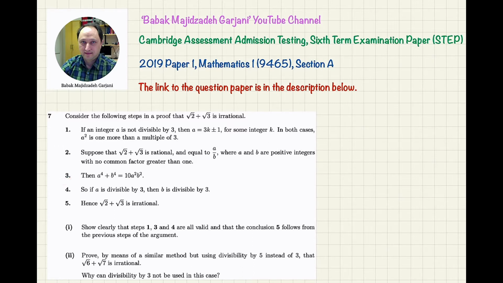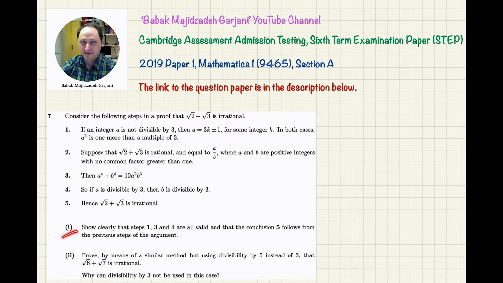Number 3. Then a to the 4 plus b to the 4 equals 10 times a squared times b squared. Number 4. So if a is divisible by 3, then b is divisible by 3. Number 5. Hence, square root of 2 plus square root of 3 is irrational.